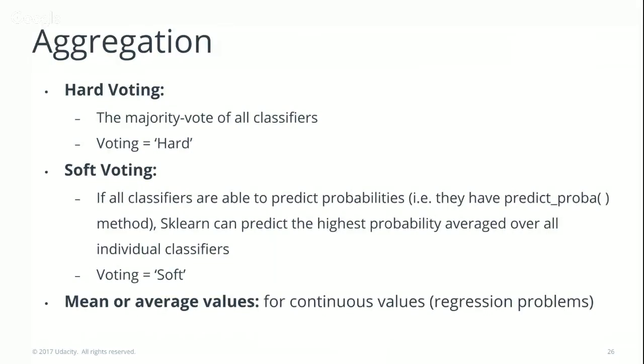Going into more detail regarding the aggregation, as I went over beforehand, hard voting is talking about the majority of the votes of all the classifiers. Soft voting is if all classifiers are able to predict the probabilities. So if they have a predict probability method, then what you can do with sklearn is you can predict the highest probability averaged over all of the individual classifiers. So it's soft because you're using probability rather than doing majority vote. And you can use mean or average values for continuous problems.